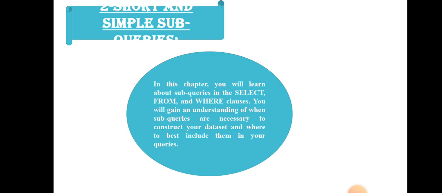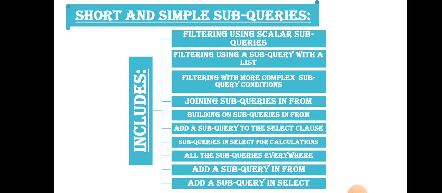In this chapter, we will learn about subqueries in the select, from, and where clauses. We will gain an understanding of when subqueries are necessary to construct our dataset and where to best include them in our queries. So this chapter includes filtering using scalar subqueries, filtering using a subquery with a list, filtering with more complex subquery conditions, joining subqueries in from, building on subqueries in from, add a subquery to the select clause, add a subquery in from, add a subquery in select.